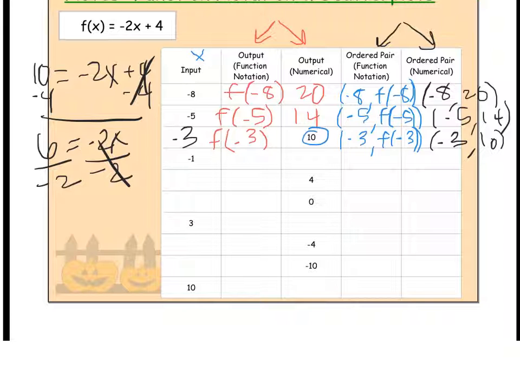I encourage you to try a couple more of these on your own in the table. Like I said, it's just a good summary slide to help understand the different ways we can write outputs. So we can write it in function notation and we can write things numerically, just like we can with ordered pairs.